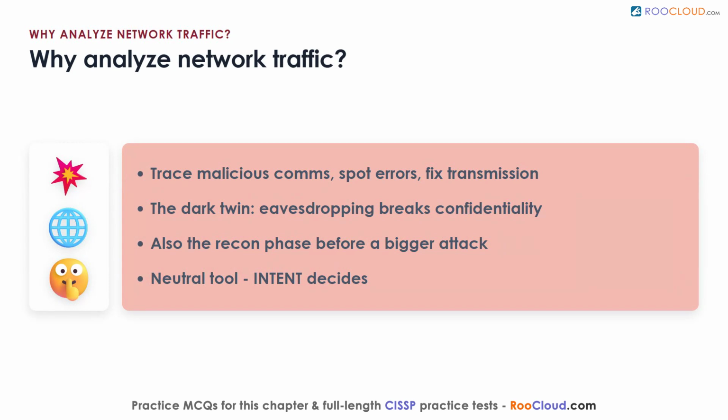Because it is how you understand what your network is really doing. Analysis helps you trace malicious communications, spot errors, and fix transmission problems. It is a core part of running a healthy network. But the same technique has a dark twin. Eavesdropping on traffic can violate confidentiality and serve as the reconnaissance phase before a bigger attack. The tool is neutral. Intent decides whether it defends or invades.